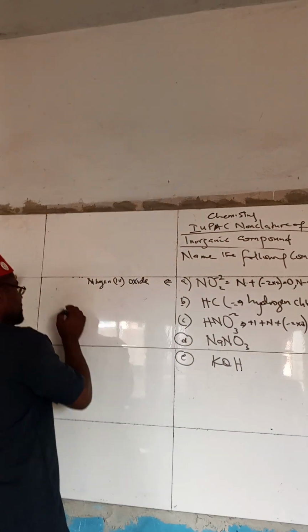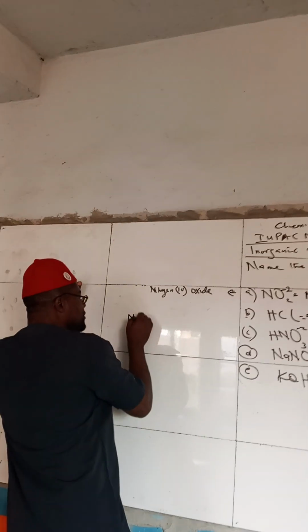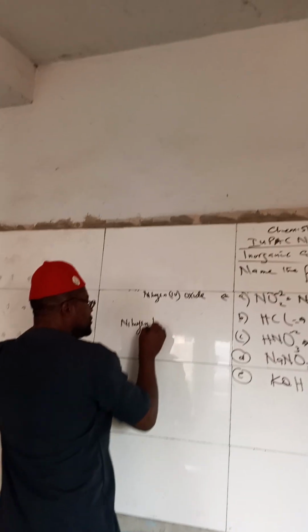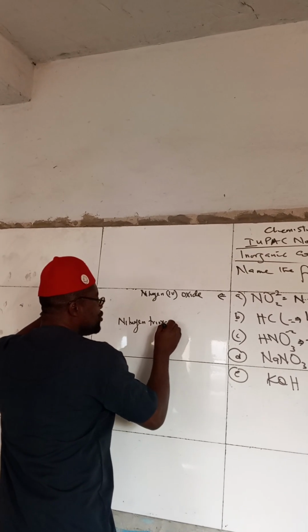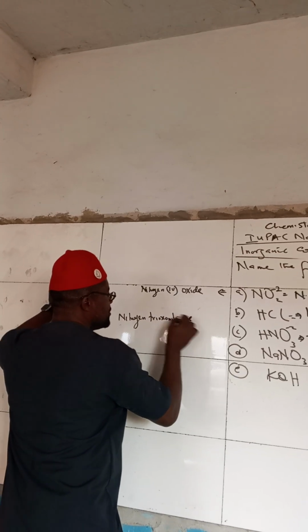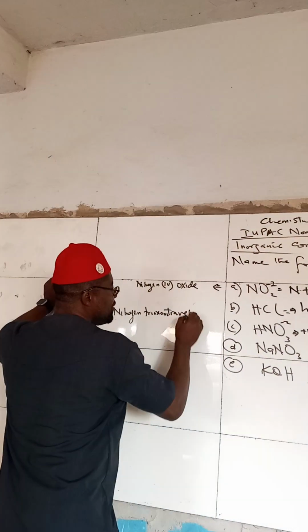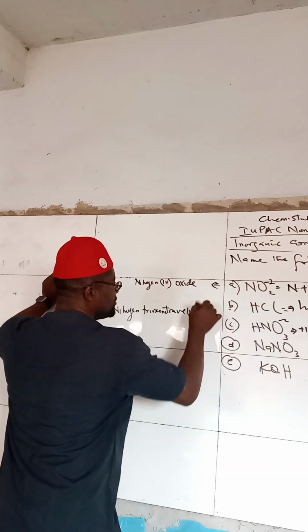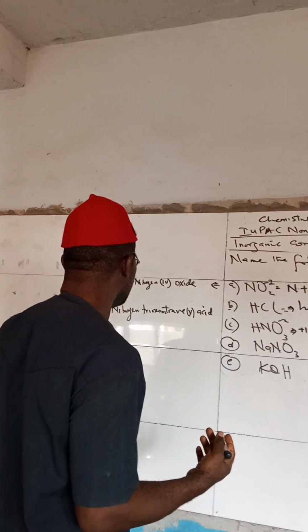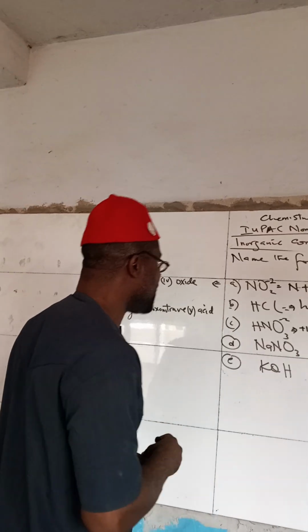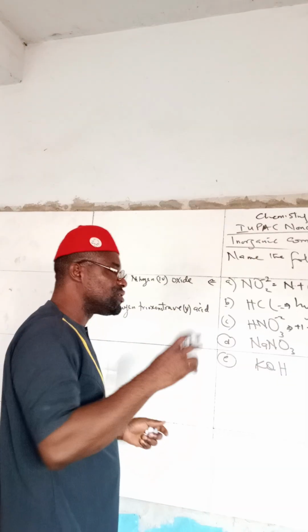So we say this one is nitrogen trioxonitrate 5 acid, or hydrogen trioxonitrate 5. I think I've explained that when you say hydrogen, you don't say acid.